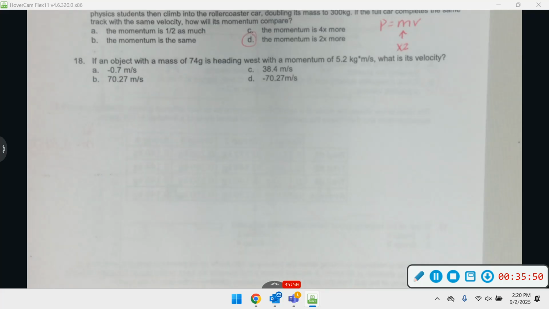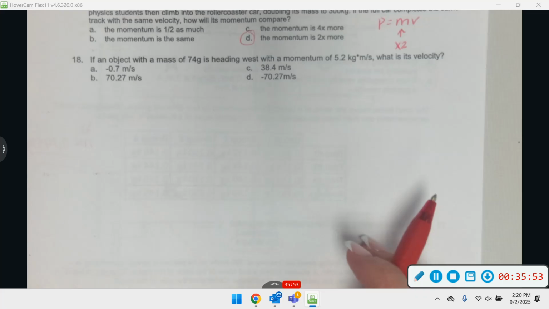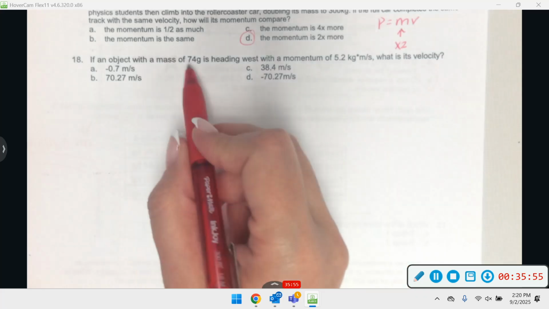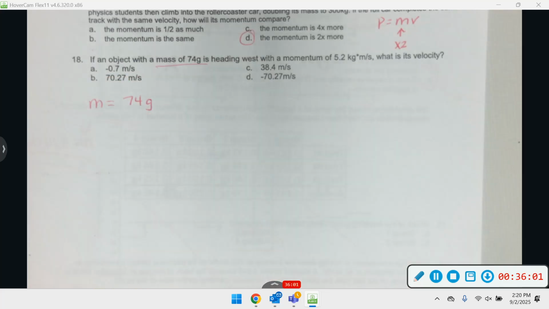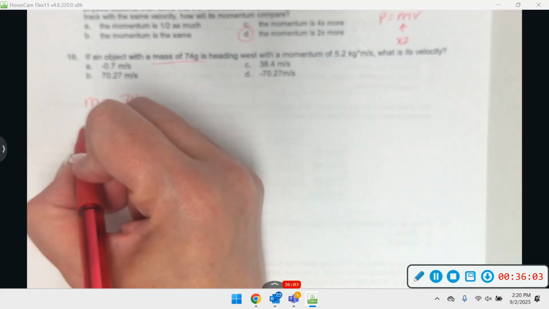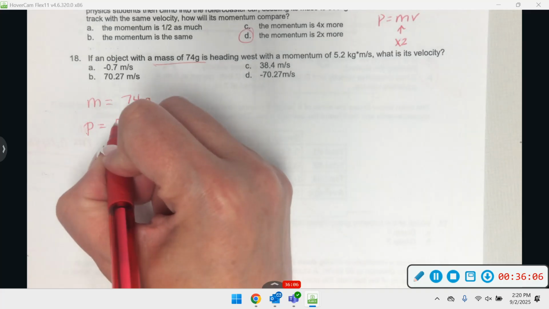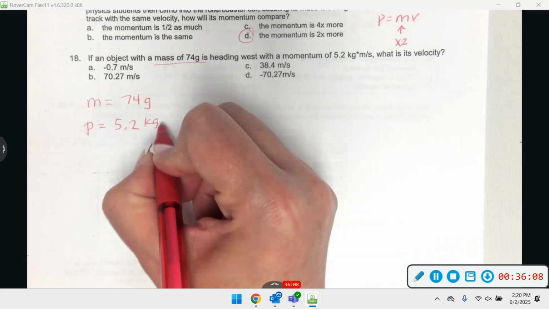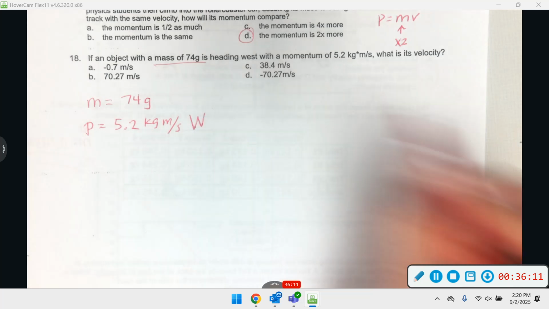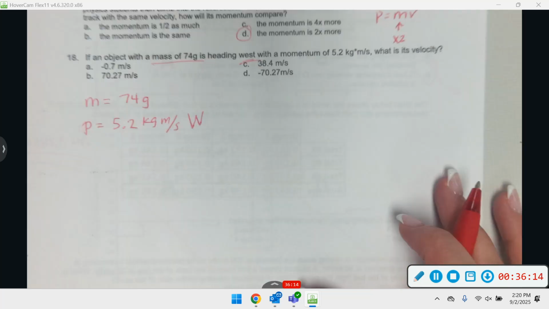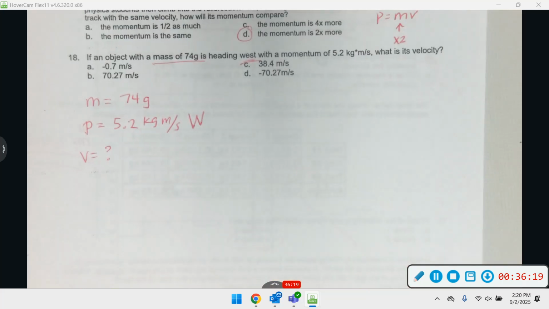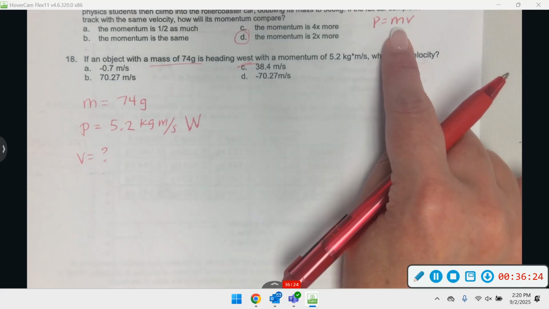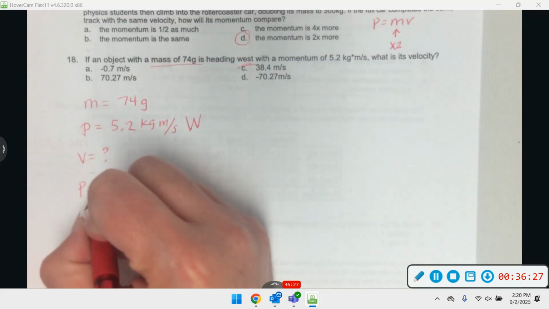We're going to start by labeling the information we've been given in the question. If an object with a mass of 74 grams, so let's go ahead and say mass is 74 grams, is heading west with a momentum P is 5.2 kilogram meters per second west, because it says it right there. Okay, what is its velocity? So we've labeled the givens, we've labeled the unknown. Now we have to pick the appropriate equation. Well, it's going to be the same one we just looked at, the momentum equation. So P equals M times V.